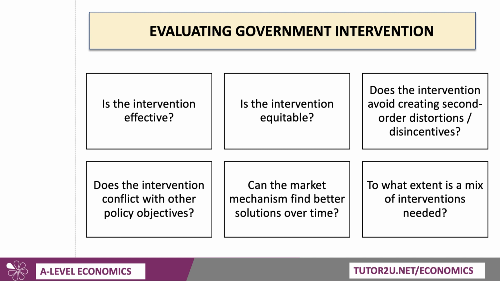Does the intervention avoid creating second-order distortions and disincentives? Oftentimes when governments intervene in one way, they create distortions in the market. A subsidy to renewable energy might create a distortion, for example. Or they might create a disincentive for firms to invest or employ people or innovate, and sometimes that can lead to inefficiencies. Does the intervention conflict with other policy objectives? So you might impose a high carbon tax, for example. That increases the cost of domestic producers, certainly in the short term, and that can make them less competitive in overseas markets, with a possible loss of exports and jobs and investment.